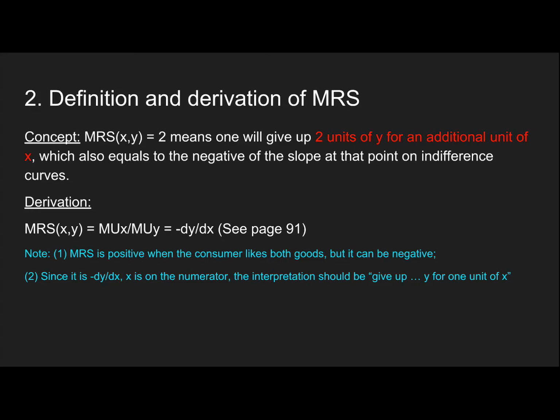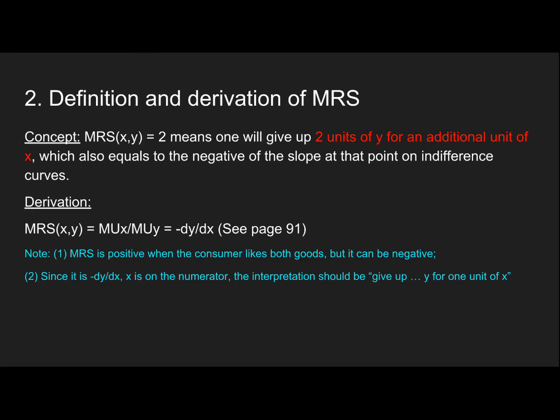And the derivation, you can see this in the textbook, page 91, and you can get the formula here. By dy, I mean the delta, the triangle sign, the change in y. And dx, I mean the change in x. And I make two notes here.